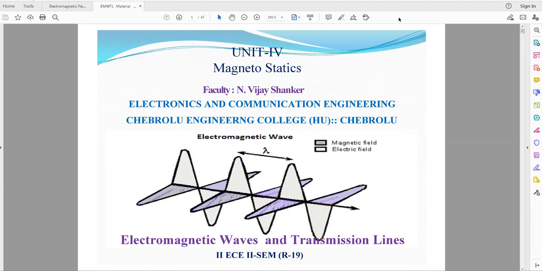Today, we are going to discuss the examples in magnetostatics. That is the fourth unit. In the last class, we also discussed some examples. Now you can see the remaining examples in magnetostatics.